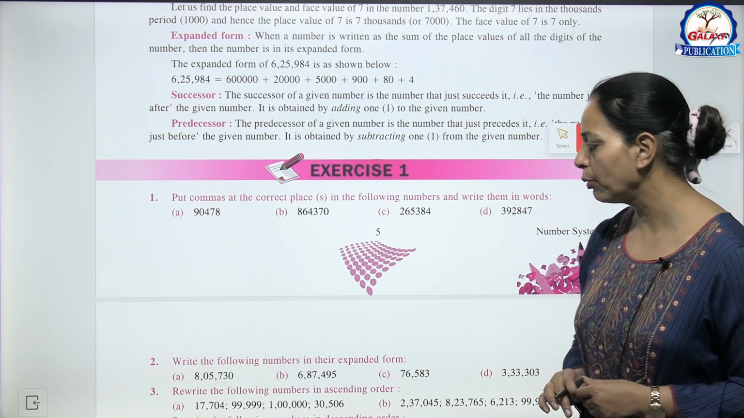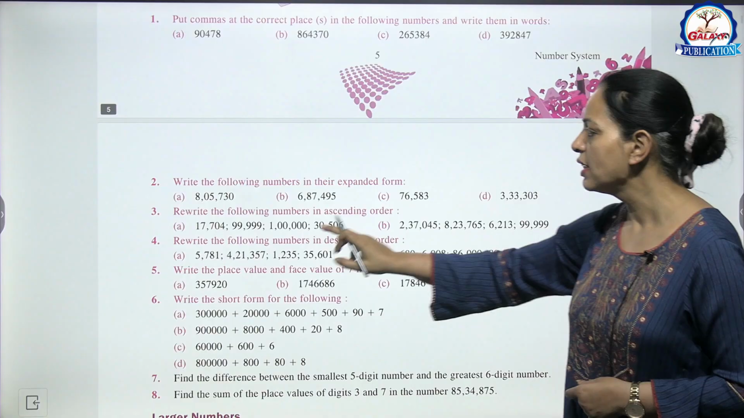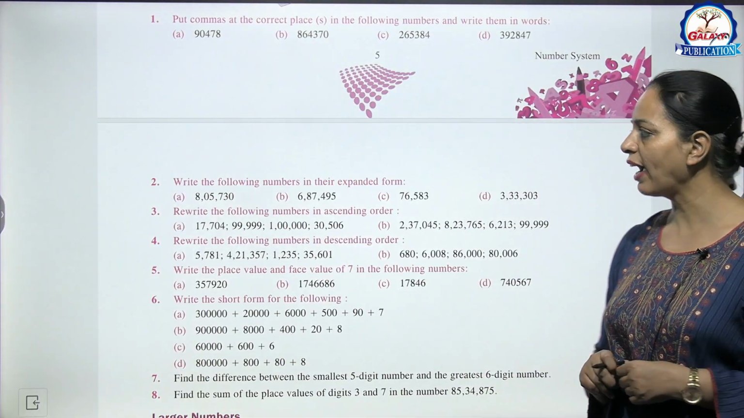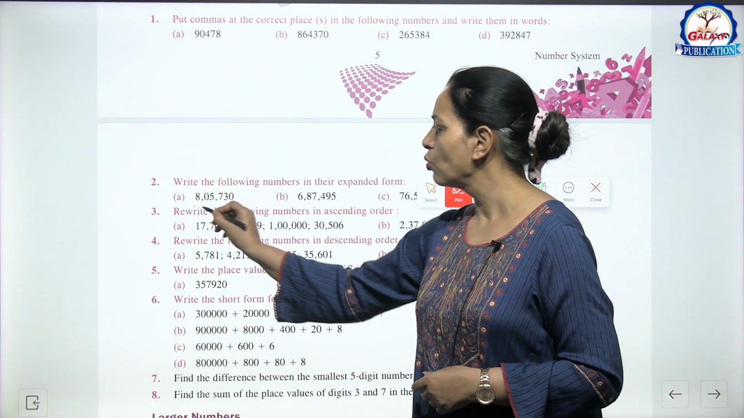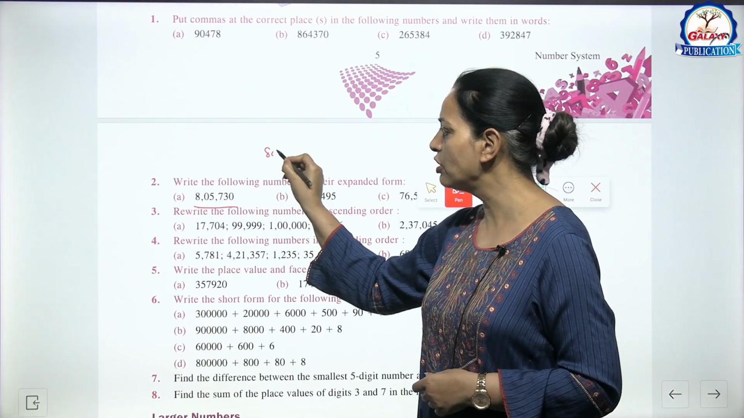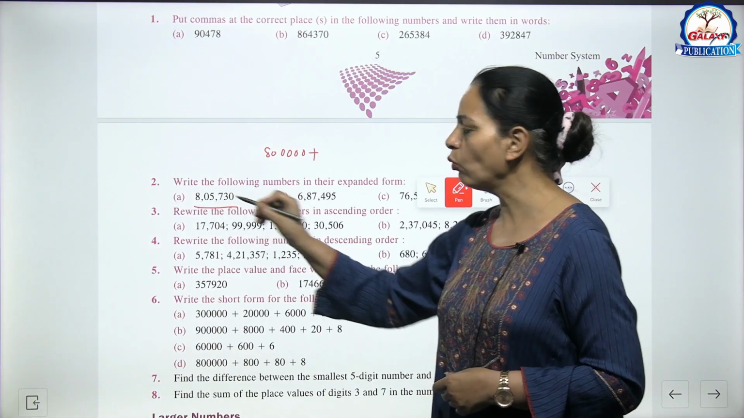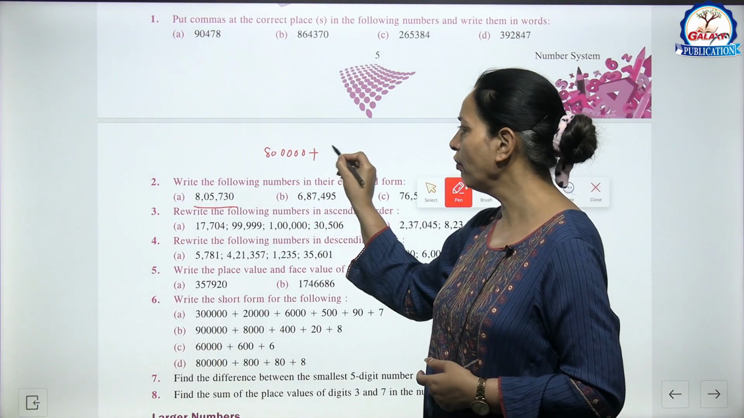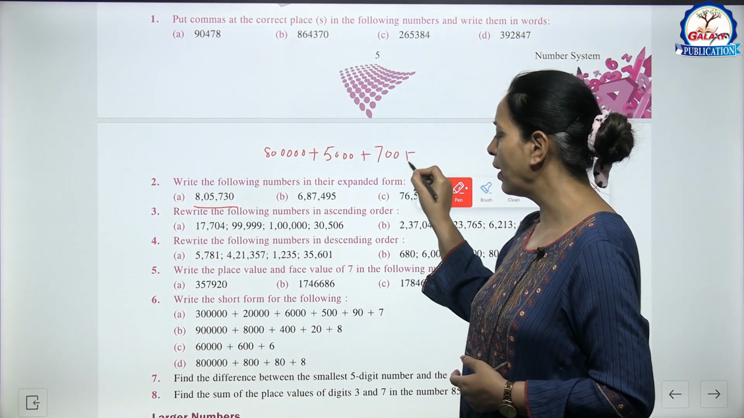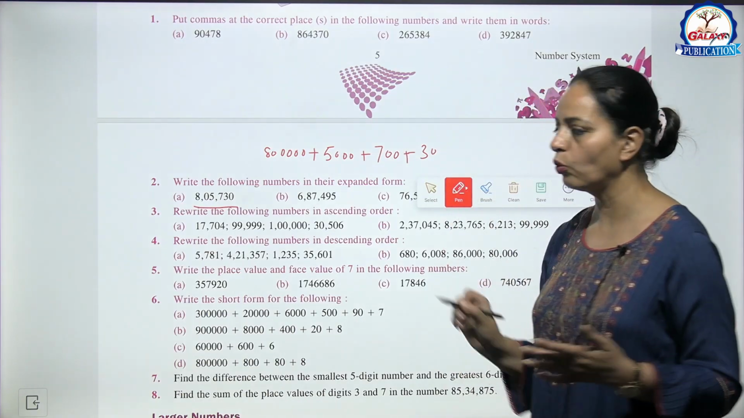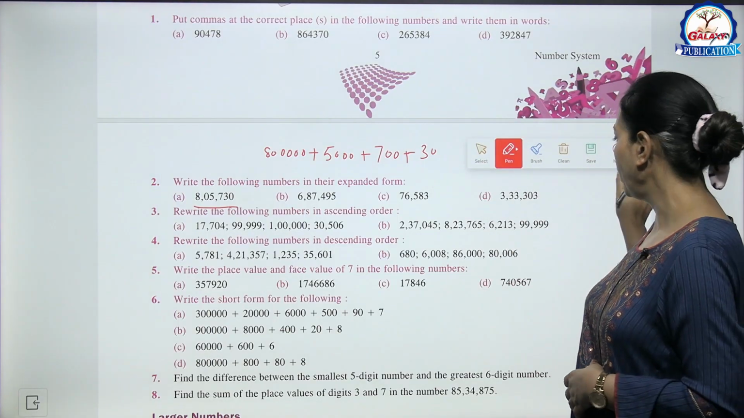Now the next, question number 2: write the following numbers in their expanded form. See, like the A part, 8,05,730. So what to do? So 8 and then 5 zeros, 1, 2, 3, 4, 5, plus 0, we can leave 0. Now take 5 and 3 zeros plus 700 plus 30 and plus 0, no need to write it. So this is the expanded form. Similarly you can try the remaining parts.